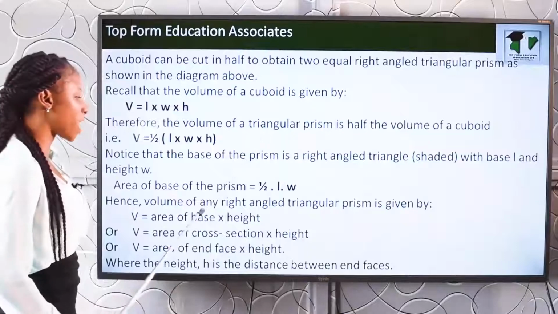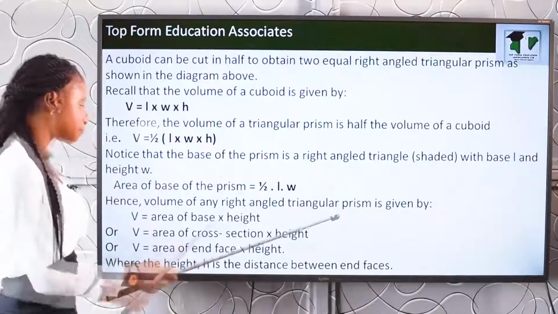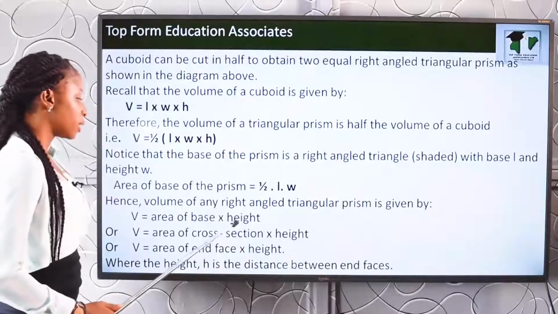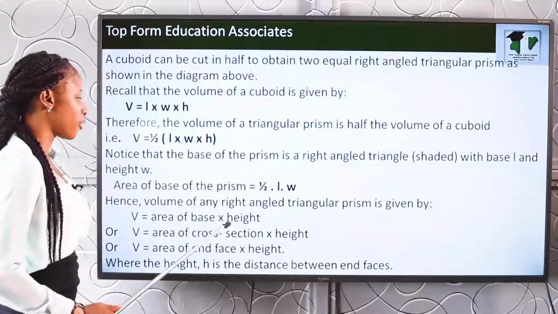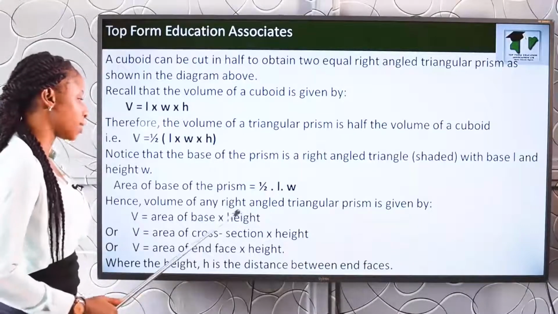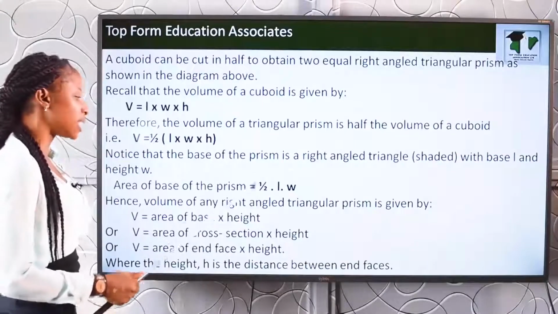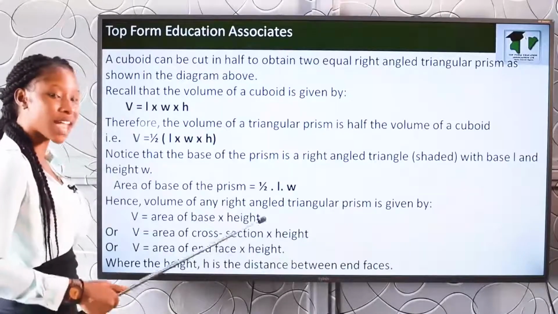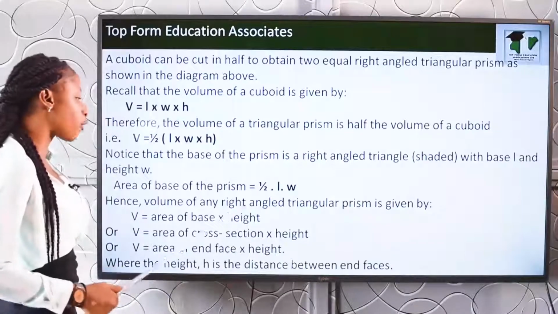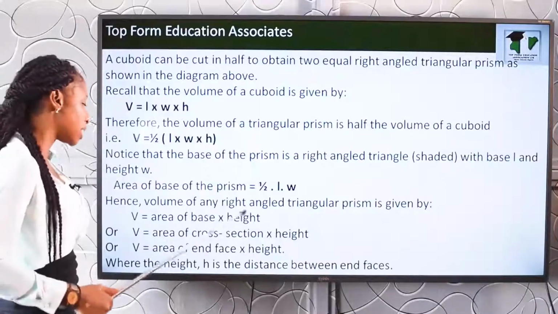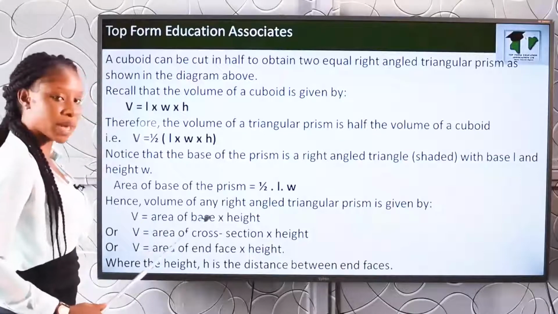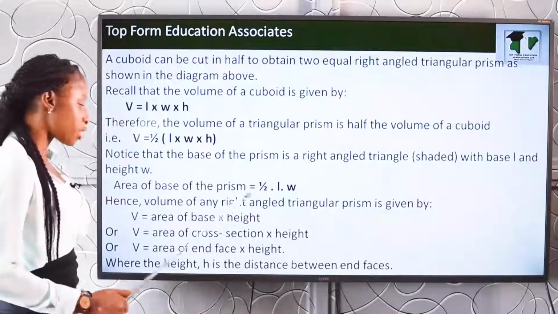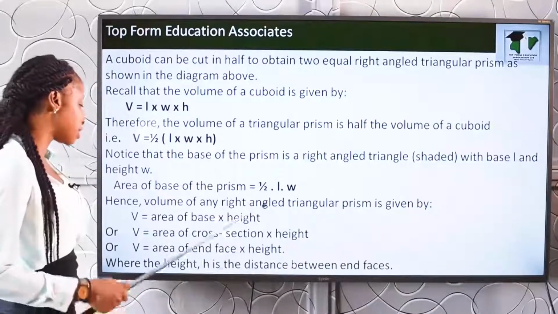Hence, the volume of any right angled triangular prism is given as area of the base times height, or half length times width times height. Remember, we said the area of the base is half length times width. So in the case where the length and the width are not given and the area of the base is given, we can just say the volume of the right angle triangular prism is V equals area of base times height, or V equals area of cross-section times the height.